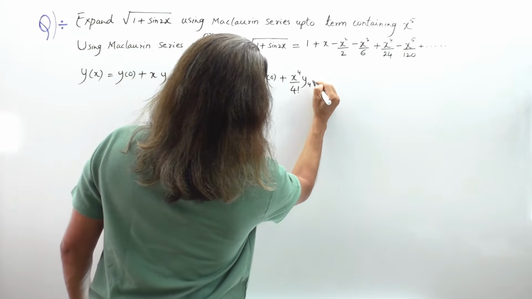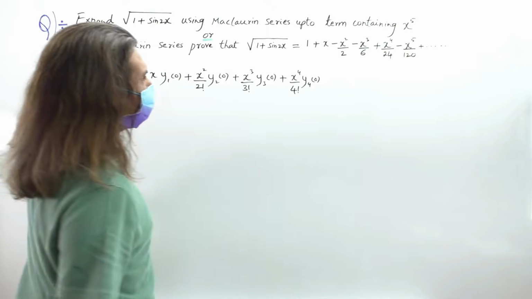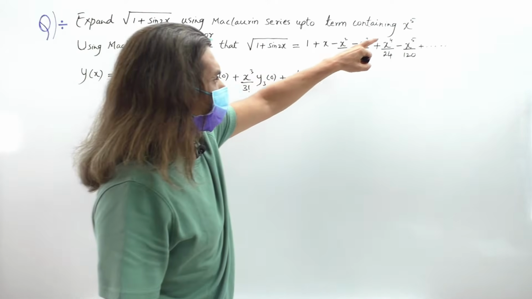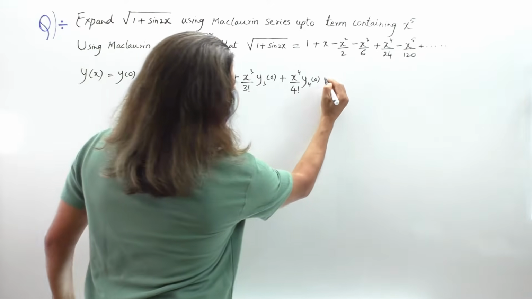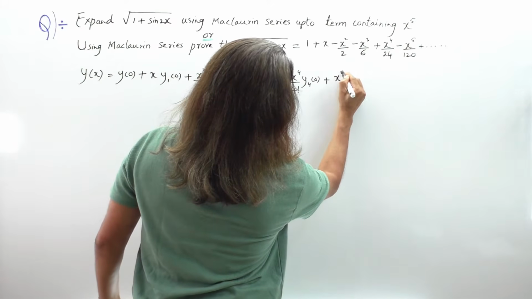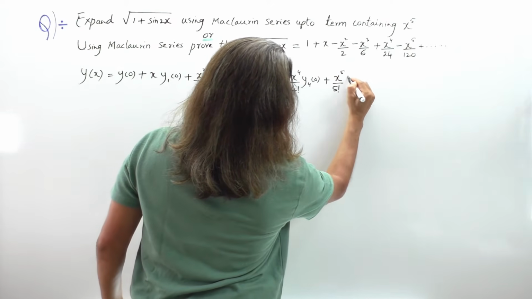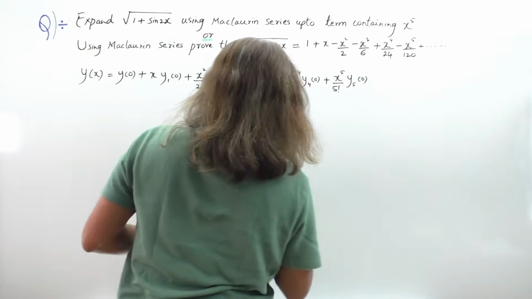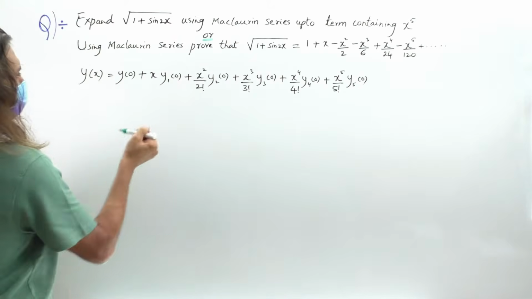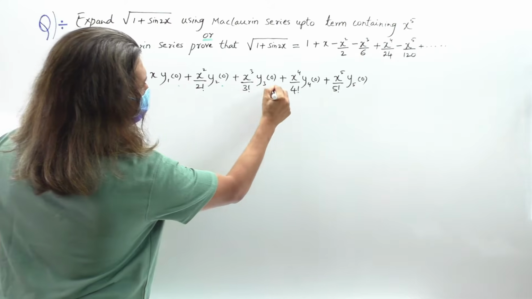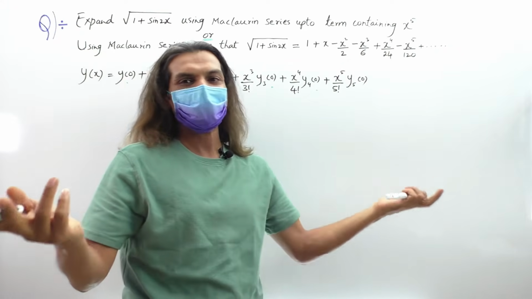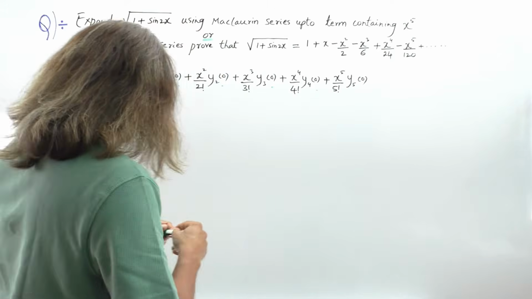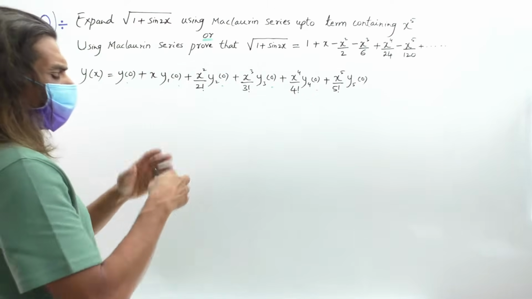into y4 of 0, and you see that they are asking you to expand up to the term containing x to 5, here is x to 5. So we write one more term here, plus x raised to 5 by 5 factorial y5 of 0. That means you need to find y of 0, y1, y2, y3, y4, y5 at 0, and put them here. That is the series expansion. As simple as that. Now this question is very simple.